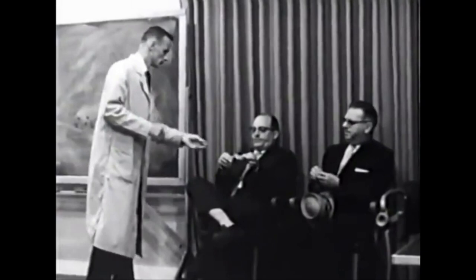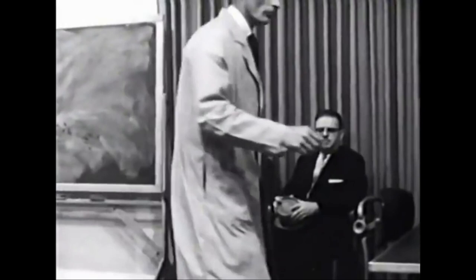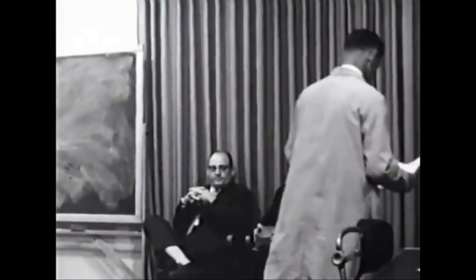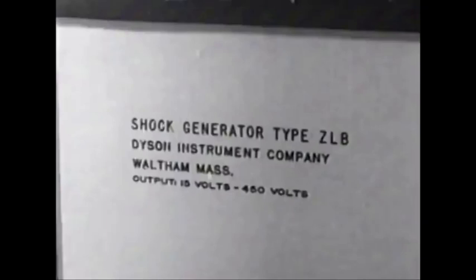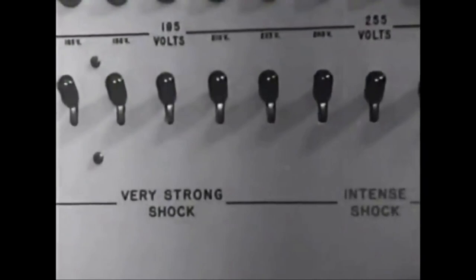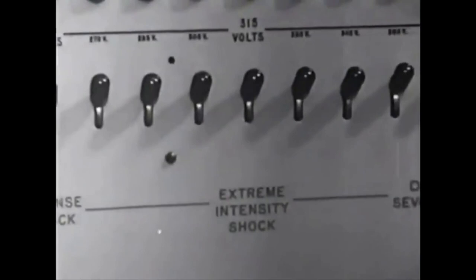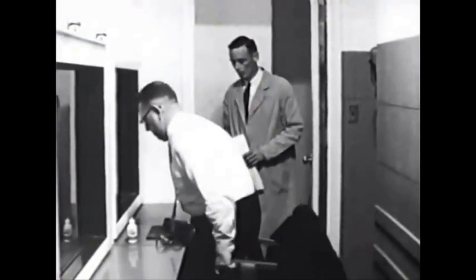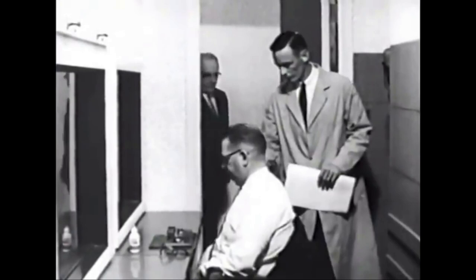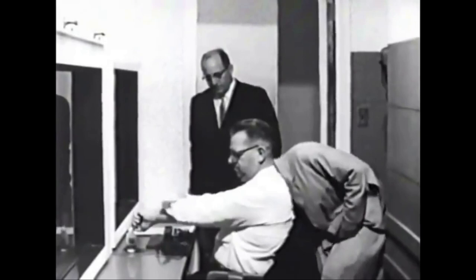All right, now the next thing we'll have to do is set the learner up so that he can get some sort of punishment. So, learner, would you step out here with me, please? Teacher, you may look on if you'd like while we get set up in here. Would you roll up your right sleeve, please? Left sleeve. That's fine.